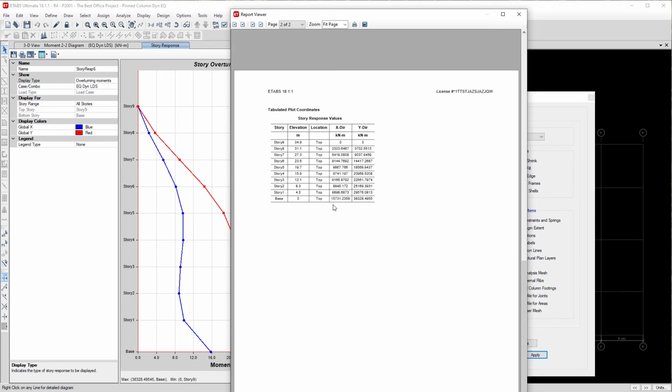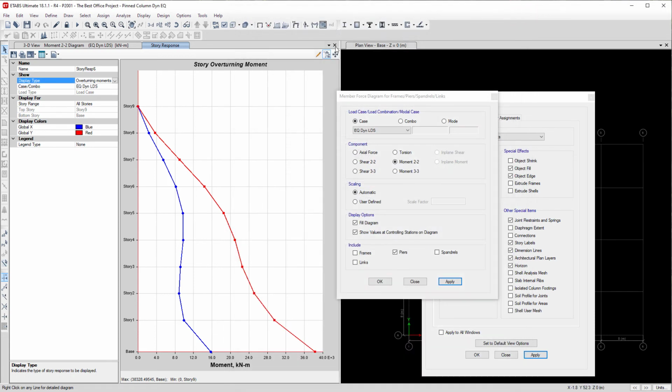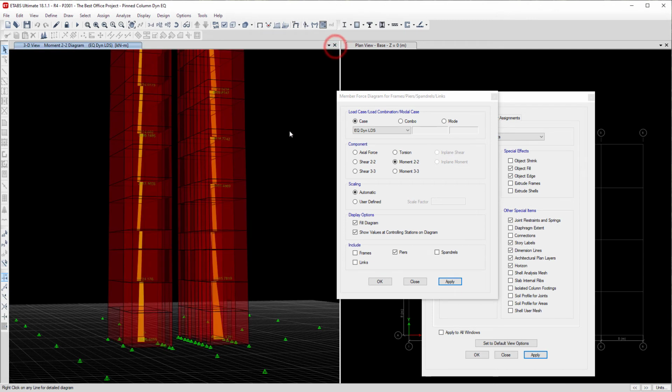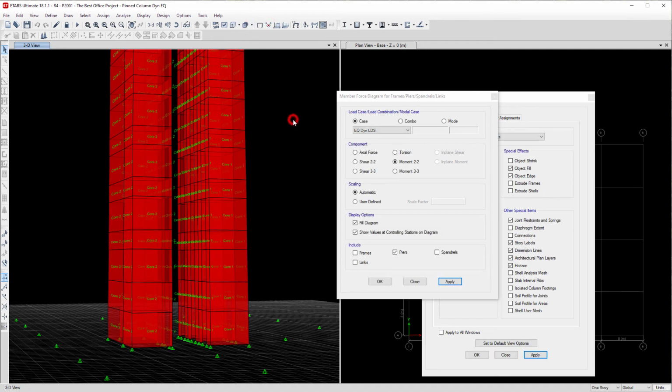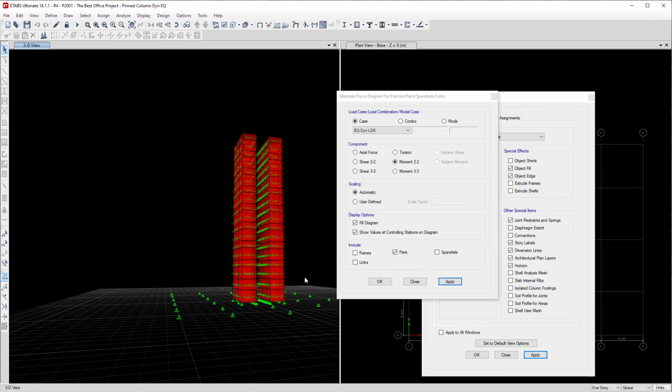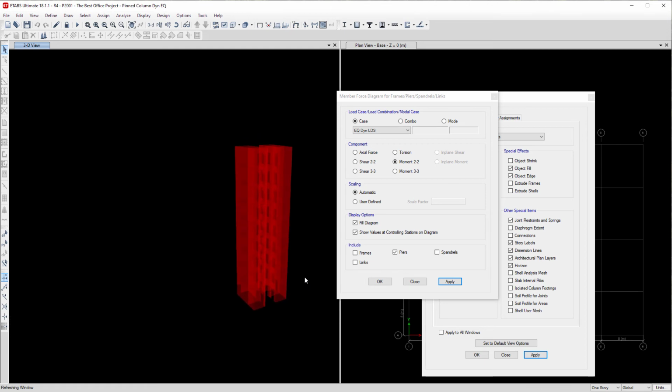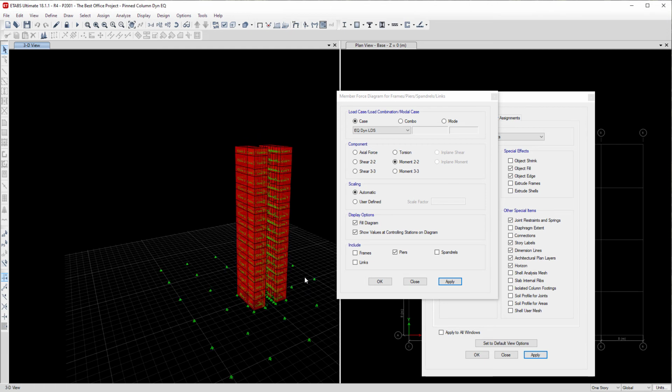So my overturning on the core now, which is 14,800, in comparison to the global overturning moment of 15,731, is about 94%, which is consistent with the results we got from the static earthquake analysis in terms of percentage. We're getting 91% over there. We're getting 94% over here. So that's a pretty good result that our cores are taking all of the lateral loads of the building.